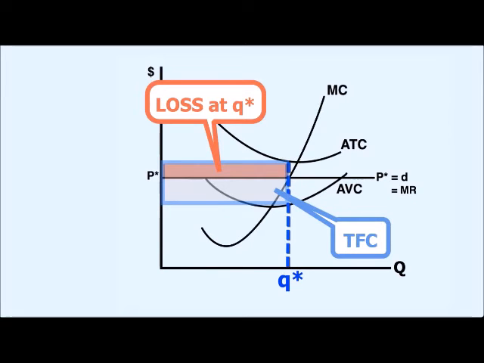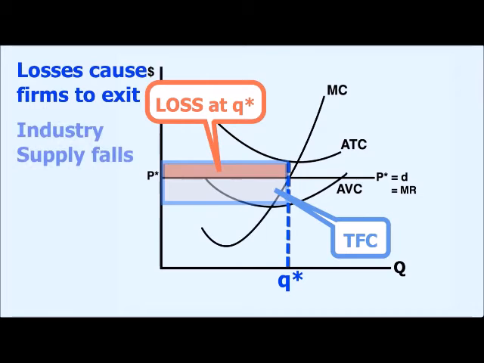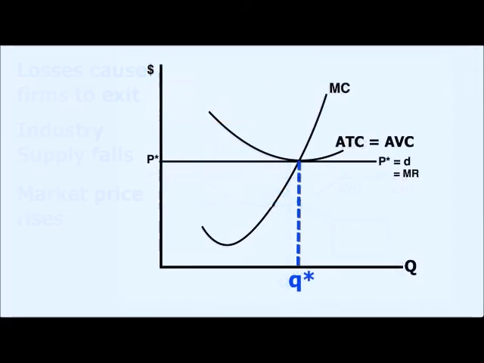But still, in the long run, nobody wants to stay where they're losing money. So the firms that can get out, get out. I'll find that the industry supply shifts to the left. The price gets driven upward. How far? Just until people start breaking even. That's when they stop leaving the industry.